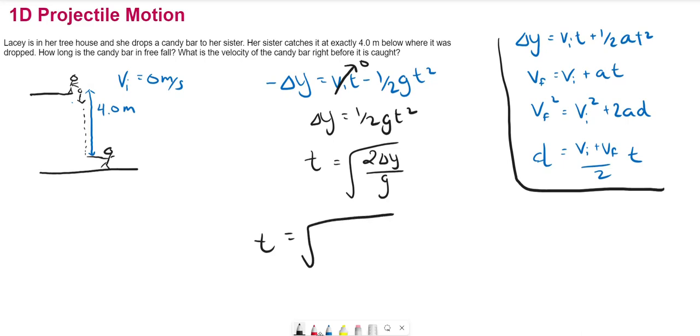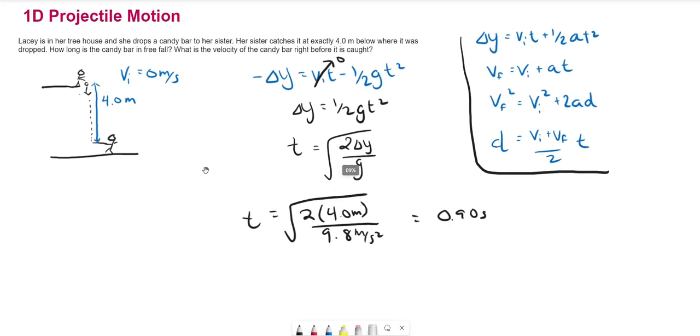So anyway, I will go ahead and plug in our values here. So that's the square root of 2, and then we have 4 meters. We already accounted for the negative sign, so then we have g equals 9.8 meters per second squared. And this is going to give us 0.90 seconds. All right, so now we know the time.